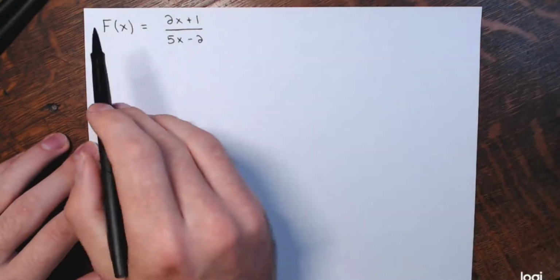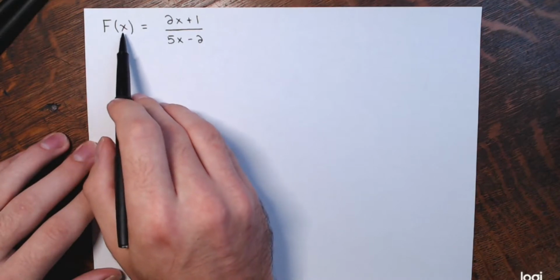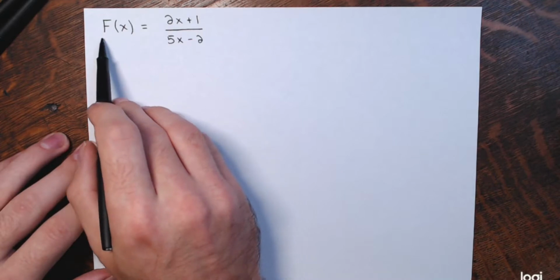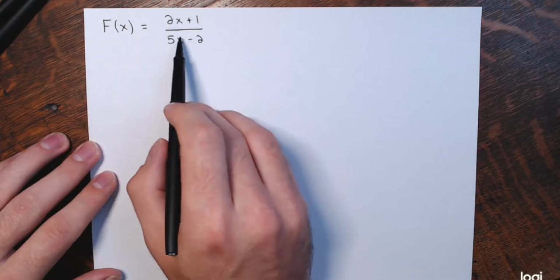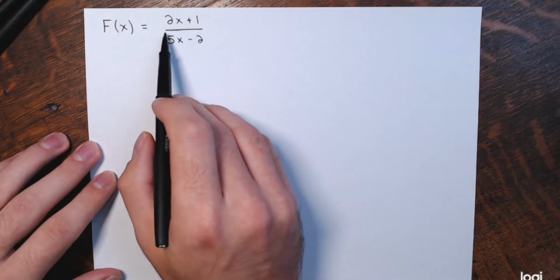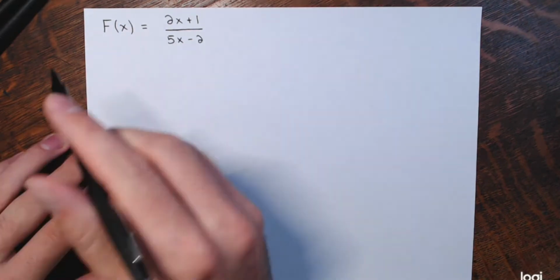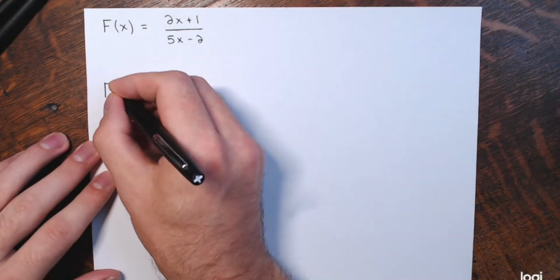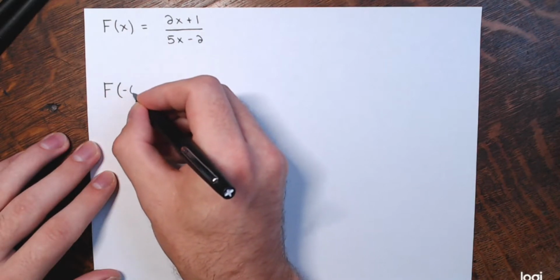Alright, so once again, function notation. The function's called f. The input variable is called x. And the whole thing, f of x, is what the output is, and over on the other side is how you calculate that output. 2 times x plus 1 in the numerator, divided by 5x minus 2 in the denominator. And we're asked to evaluate the value of capital F at -6.